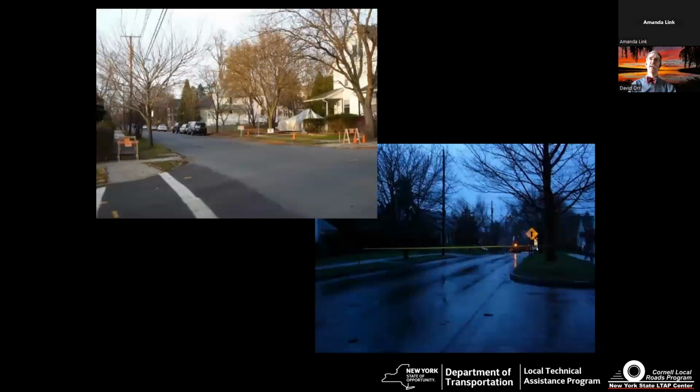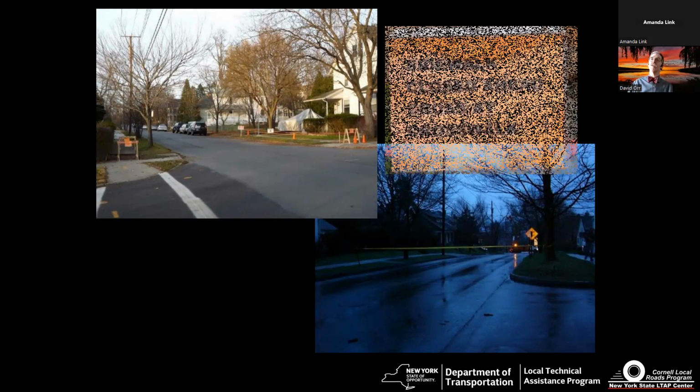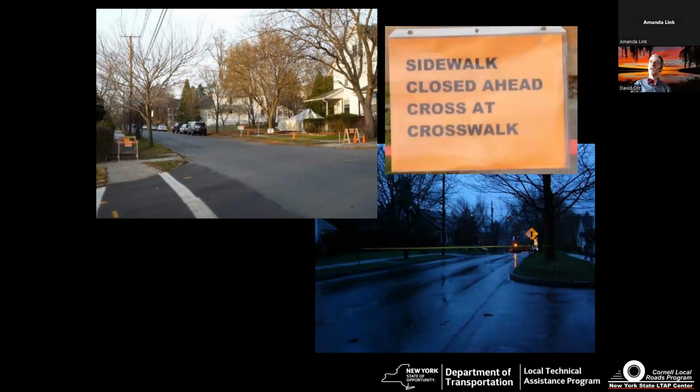This is a good example up in the upper left. You've got the lovely little crossbucks on a sidewalk, which is still a construction zone. And the crossbuck says sidewalk closed ahead, cross at crosswalk. But both sidewalks are closed. So where is a pedestrian supposed to go? Do you really want them walking in the street?